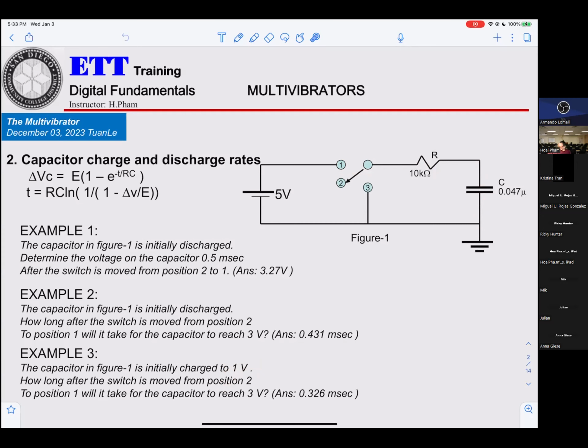If you know how to calculate delta V and also E, then you can get the answer: 0.326 milliseconds. Delta V, you already know: at the beginning they have 1 volt, and to reach 3 volts, delta V will be 3 minus 1. However, the problem is E. Who can tell me what E is supposed to be?